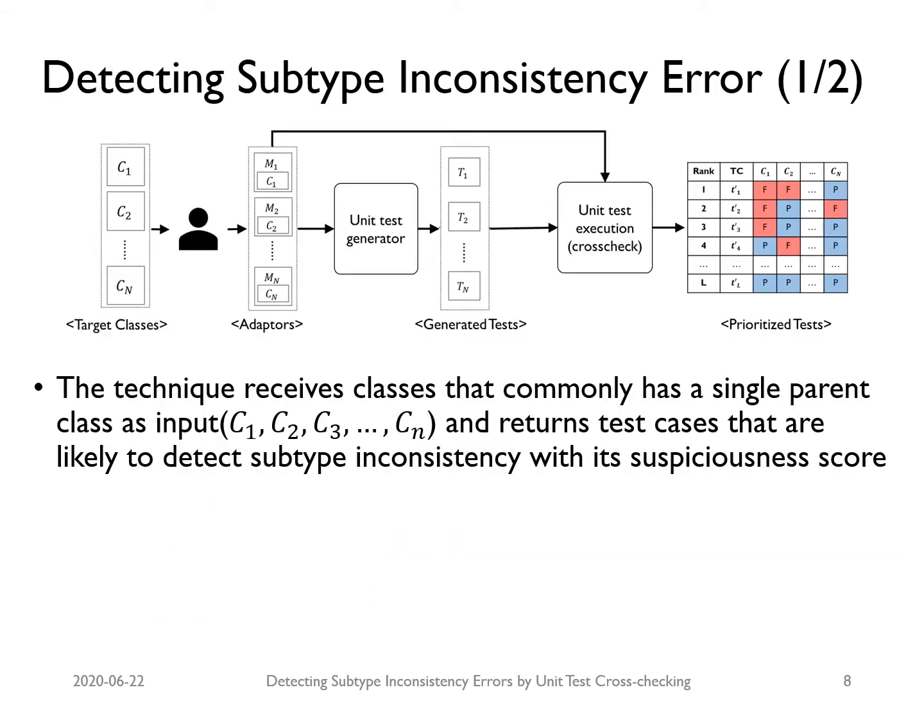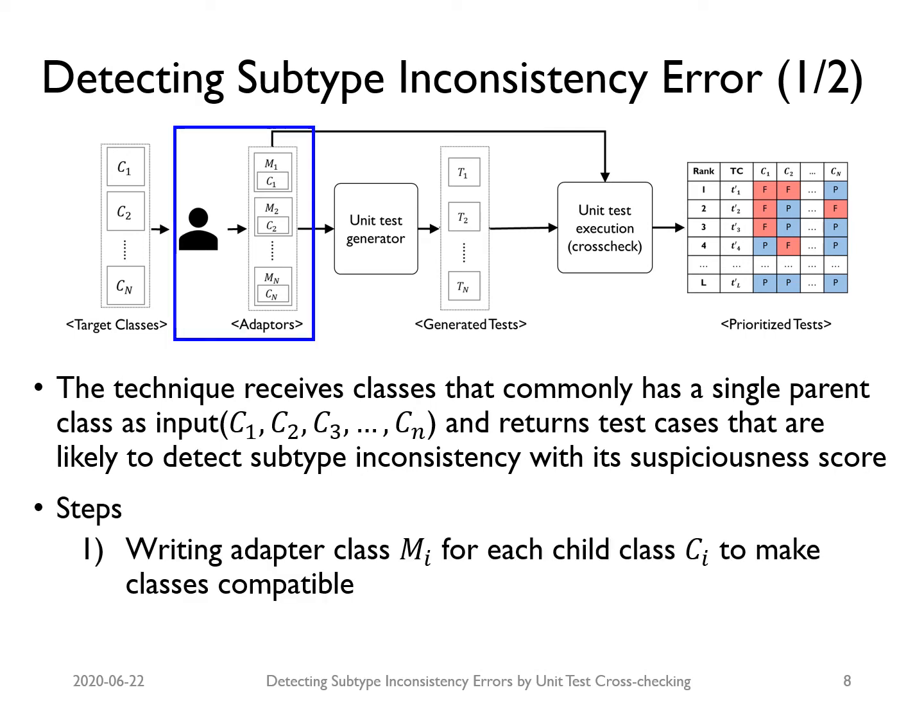So the proposed technique uses the given children classes that share a single parent class and returns the test cases that are likely to detect inconsistency error with each of the test cases' suspiciousness score. The first step of the technique is for a developer to write an adapter class for each of the child classes. The adapter class is needed to make test cases generated in each class executable in the sibling classes.